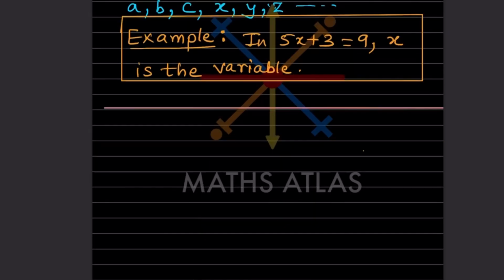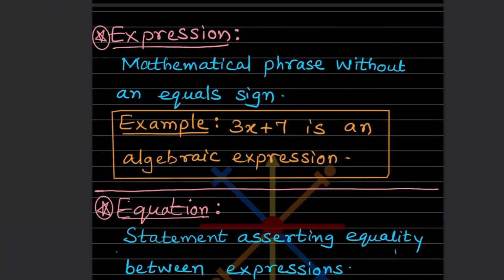Now the next term is expression. What does this say? A mathematical phrase without, and this is very important, without an equal sign. Can you see this one? It says 3x plus 7. Because it doesn't have is equal to something, we can say this is an algebraic expression.